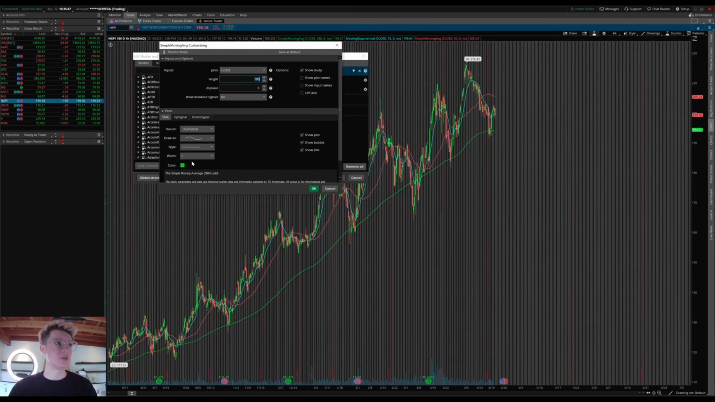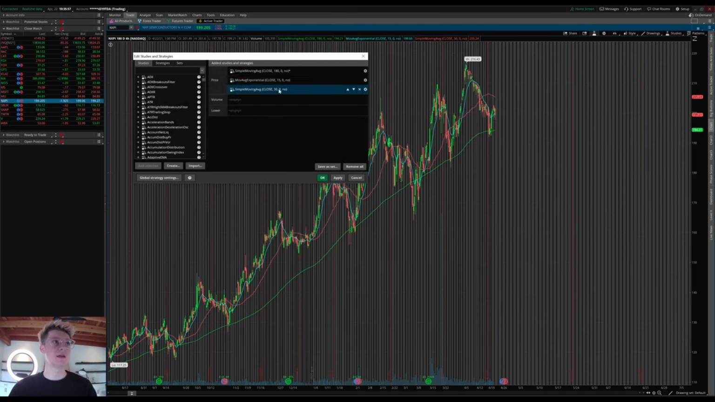Now, I like to change the color and make it green. So the length is going to be 180 and the color is going to be green. And again, that is the simple moving average.